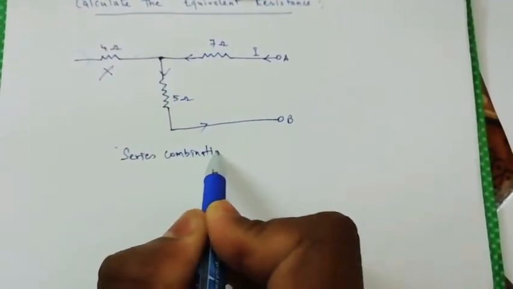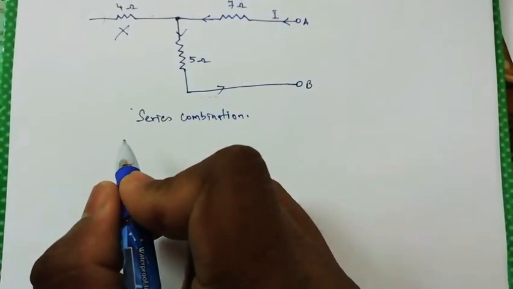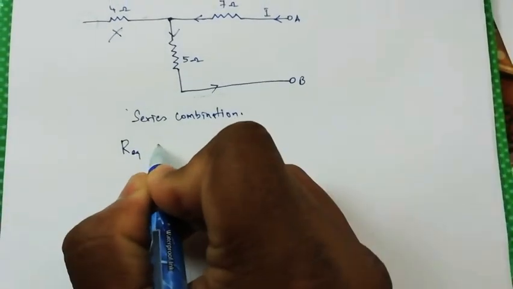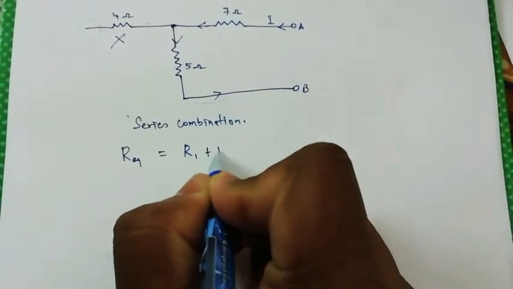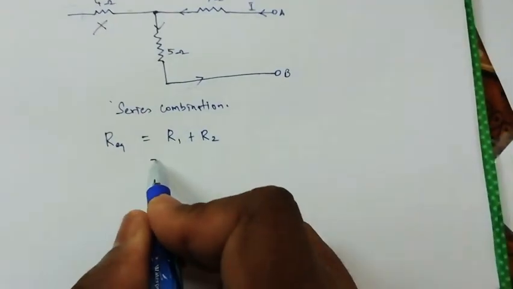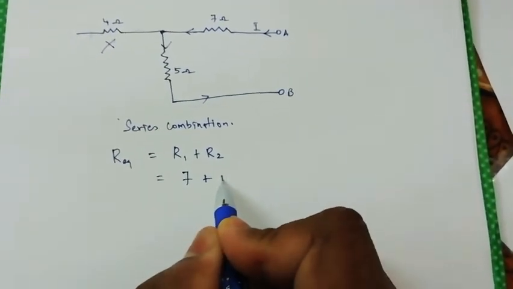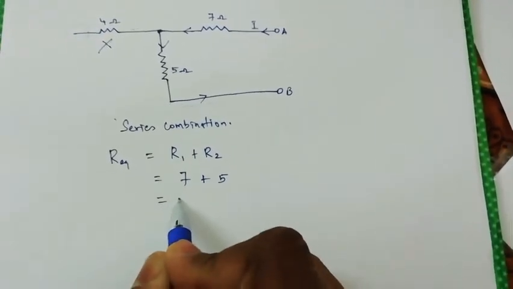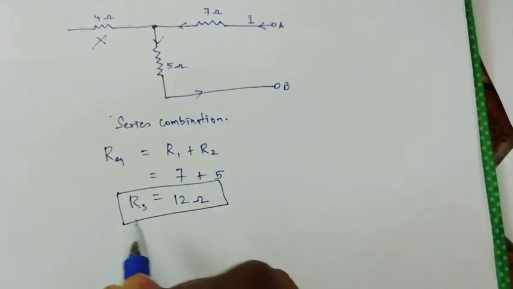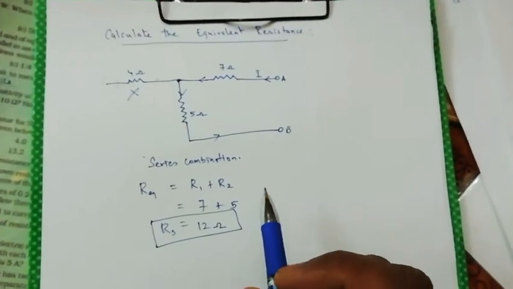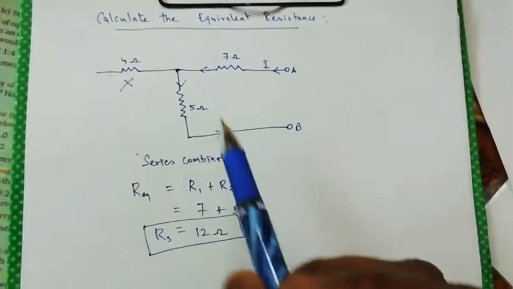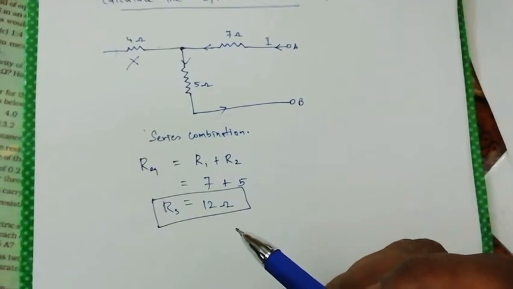Okay, series combination. Then how to find the equivalent resistance of the series combination? R1 plus R2. So this is what we do. What is R1? It is 7 ohms, and R2 is 5 ohms. So what is the answer for this? It is 12 ohms. Do we all understand the series resistance? So this is how we can calculate the equivalent resistance using this circuit. I hope you understand this.